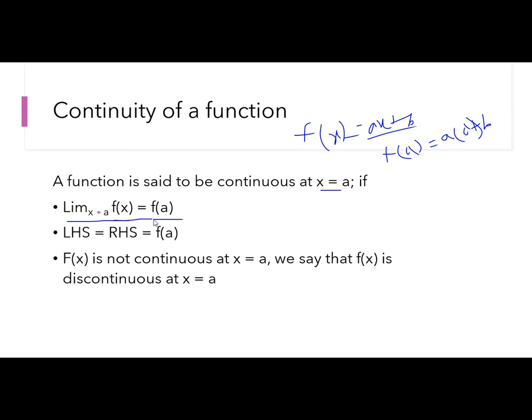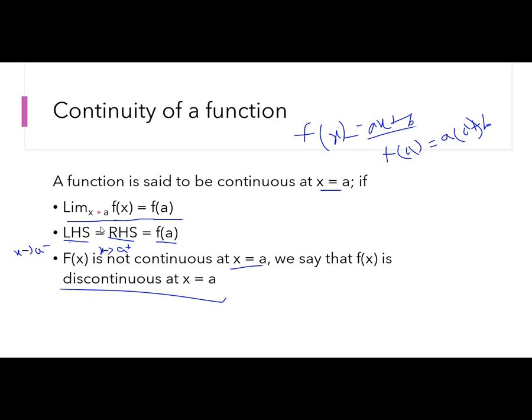According to this condition, it should also satisfy the second condition, which is that LHS should be equal to RHS, and this should also be equal to f of a. So what are LHS and RHS here? They are nothing but the negative limit and the positive limit of the given function as x tends to a. This is considered LHS and RHS, which equals f of a. Otherwise f of x is considered not continuous at x equals a.